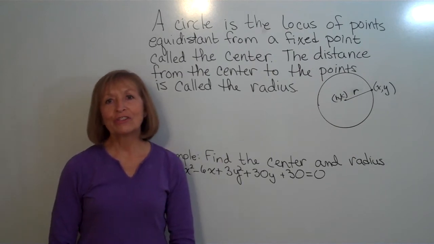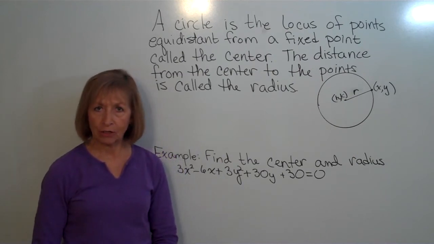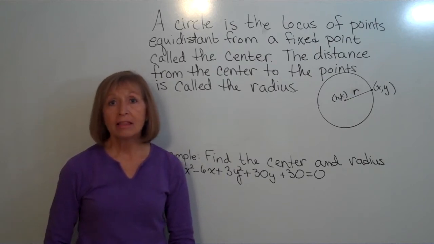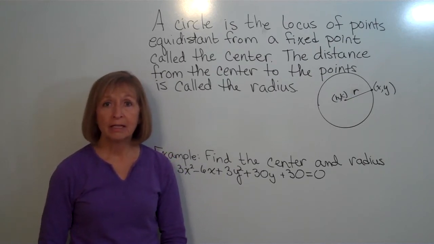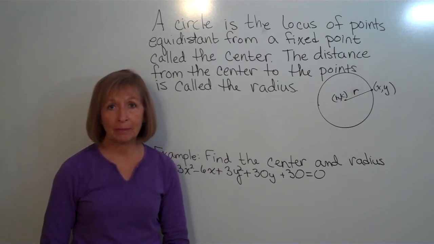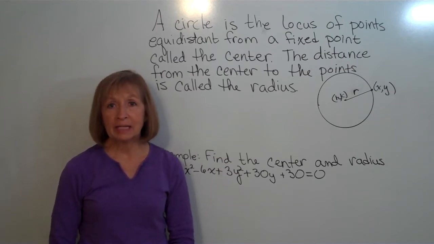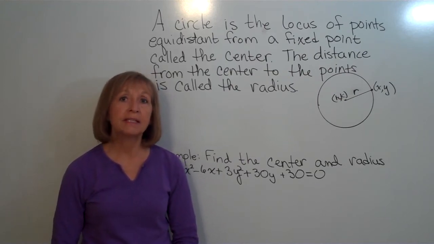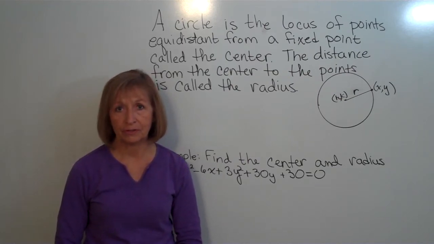Conic sections are curves that are created when you slice a cone by a plane. The four conic sections are the circle, the hyperbola, the ellipse, and the parabola. I've done a video segment on each of these conic sections, and this one specifically is geared towards the circle.